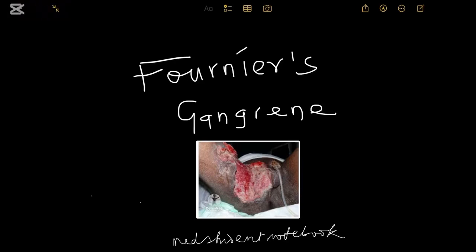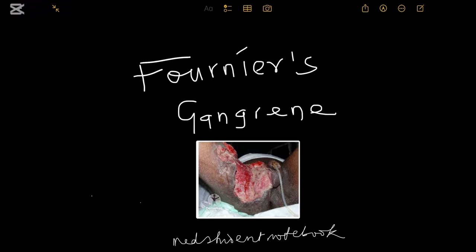This is episode 1 and we are going to be talking about Fournier's gangrene. Please note this is an average Nigerian medical student trying to explain her class notes in order to help other medical students understand better. So please do read your own class notes and other resources for further details, okay?